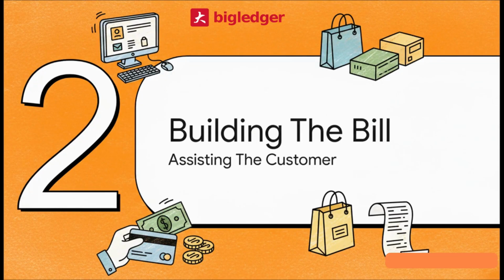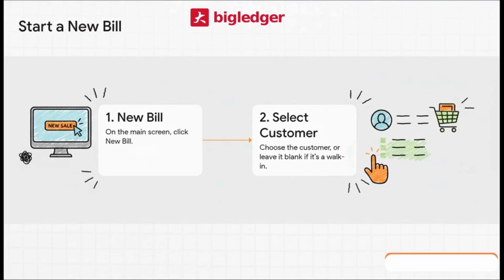All right, you're logged in, your session is started, and the drawer is ready to go. Now for the main event, actually building the bill. This is where you connect with the customer and create their order right there in the system. Back on the main screen, your first move is almost always going to be that new bill button. That just wipes the slate clean for a fresh order. Then you've got a choice. You can link the sale to a regular customer to track their points, or for a quick walk-in, you just leave it blank. Simple as that.